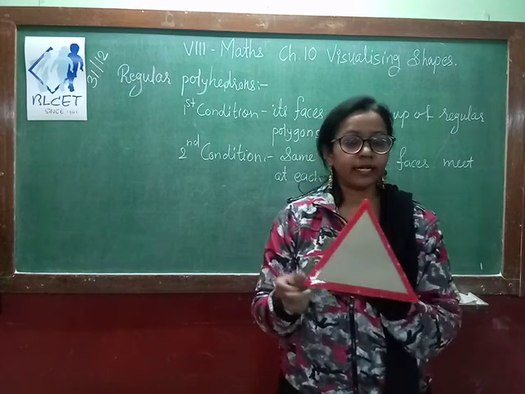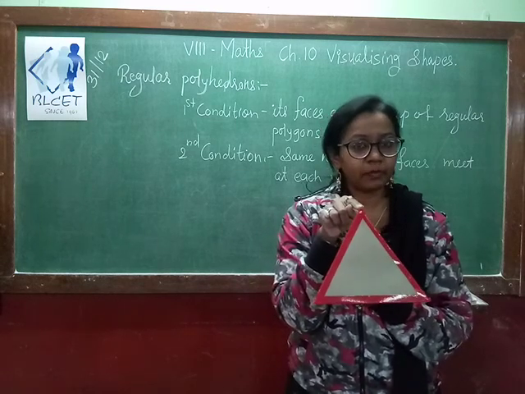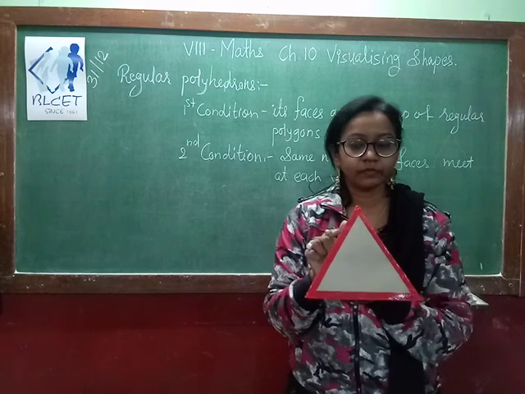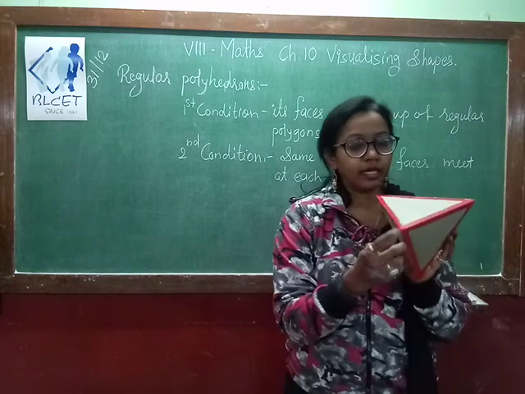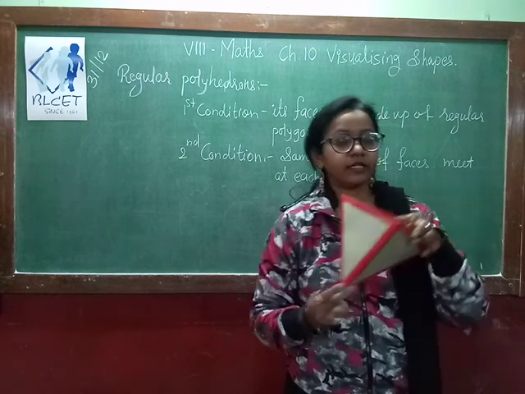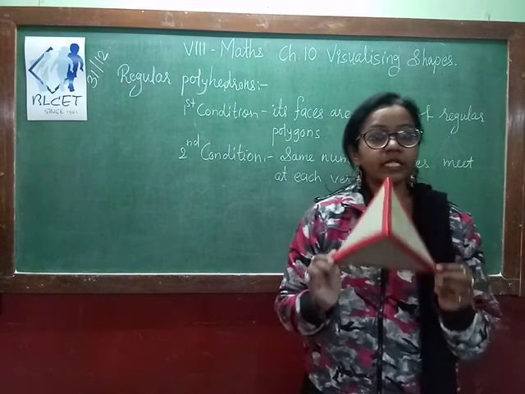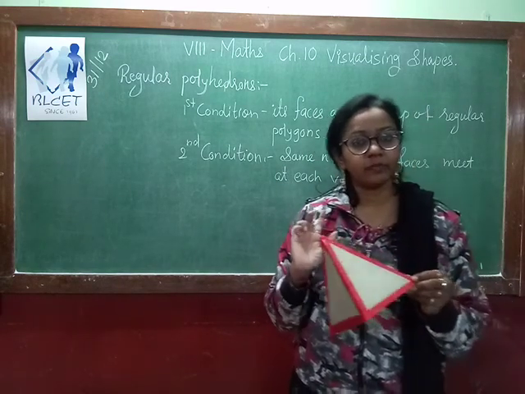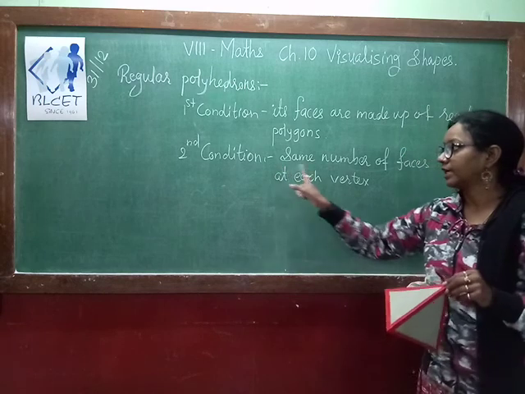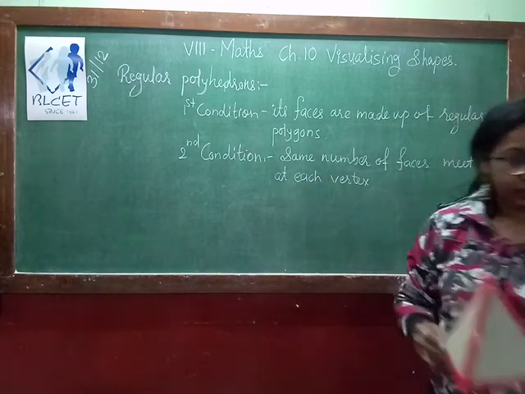Now move on to the second condition. This is your vertex. How many faces meet at this vertex? 1, 2, 3. On this vertex, how many faces meet? 1, 2 and 3. 3 faces. Here also 1, 2, 3 faces. So at each and every vertex 3 faces meet. So what we can say? The second condition is fulfilled for the triangular pyramid. Move on to the next.